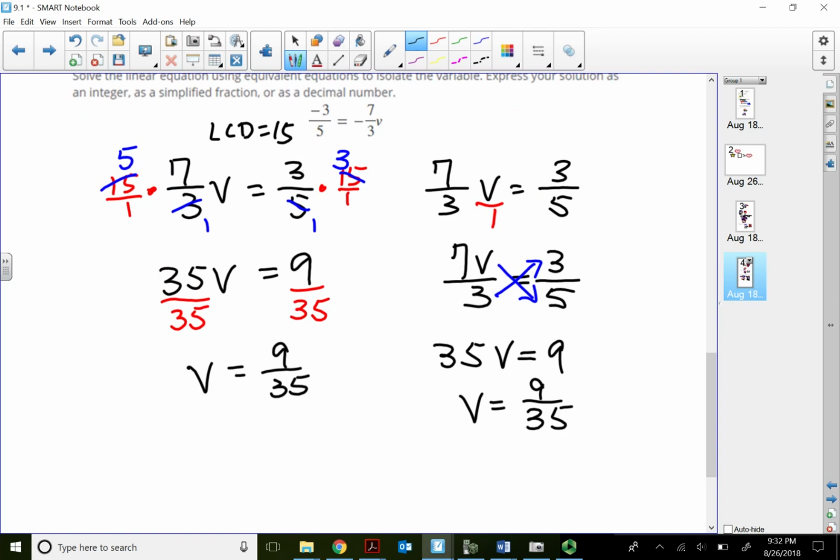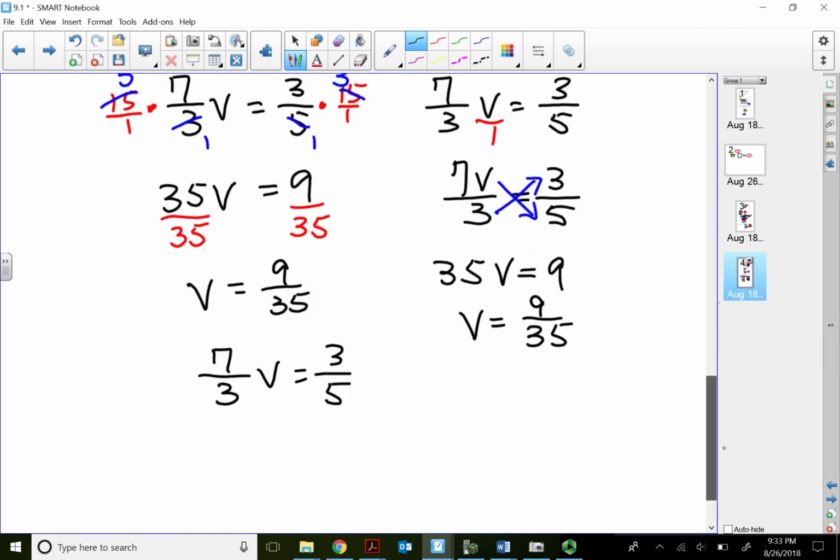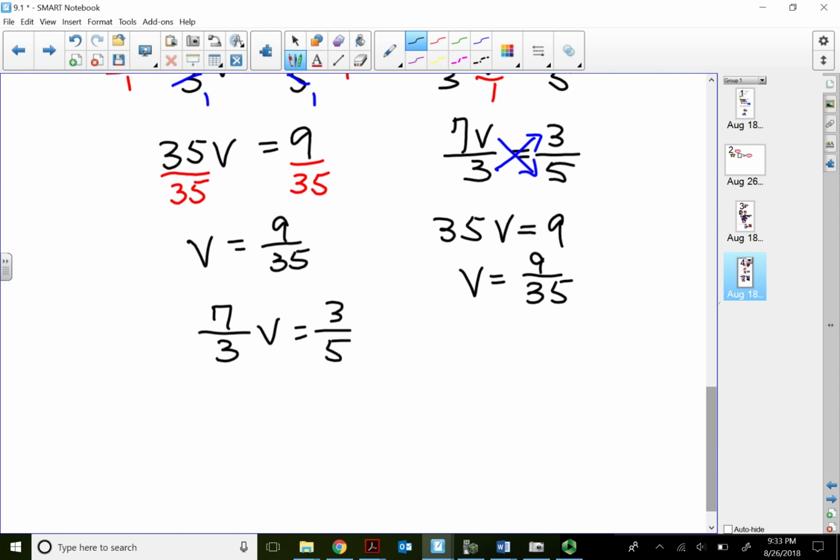Alright, so the method I just showed you on the previous problem, let me start off again with this positive 7 over 3v equal to 3 over 5. The technique I showed you on the previous problem is simply saying, okay, divide both sides by the coefficient. That's the most direct, simple technique. So from here, you can decide to do it by hand or use the calculator. Either way, 7 over 3 divided by 7 over 3 gives me positive 1v equals 3 over 5. Let me do this by hand one more time.